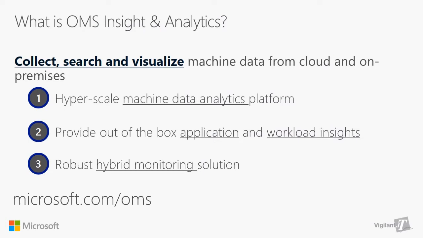OMS Insight and Analytics is a hyperscale machine data analytics platform. It allows you to collect, search, and analyze any machine data. It could be metrics, events, or any unstructured data. It's a true hybrid platform which supports multi-public cloud as well as on-premises and offers workload insights from both Windows and Linux. It also works with existing monitoring products such as SCOM, Nagios, and Zabbix.